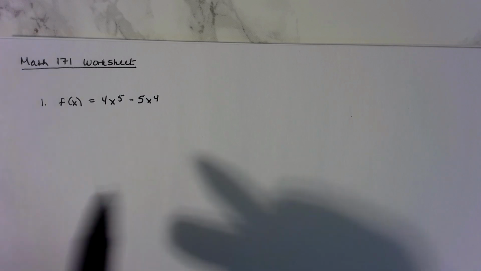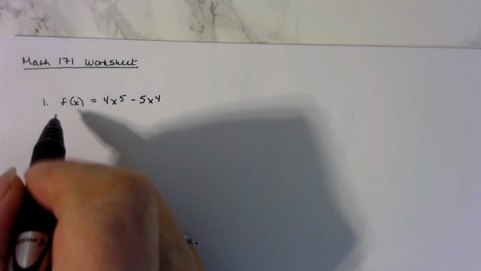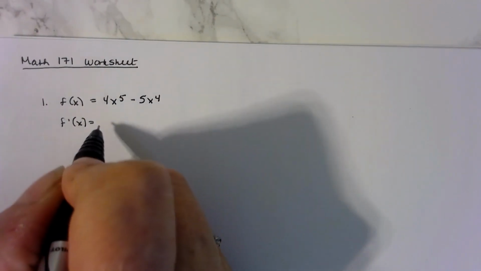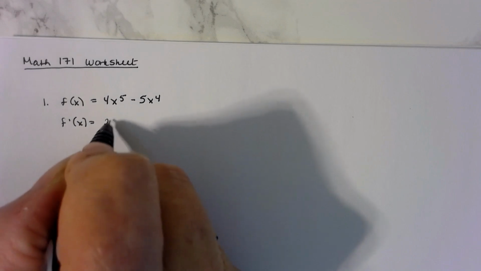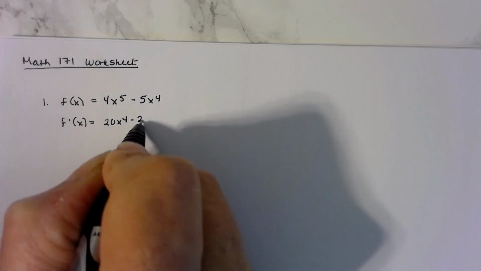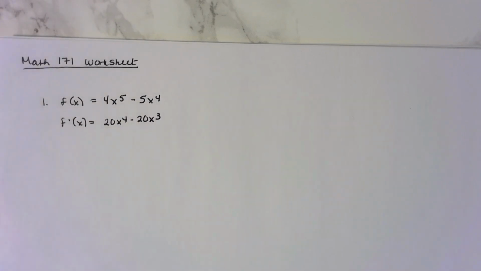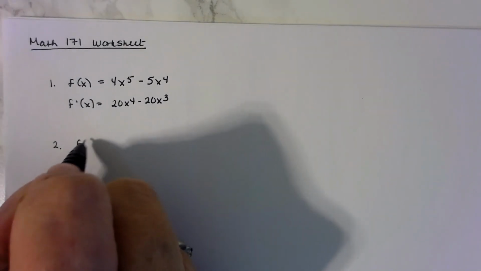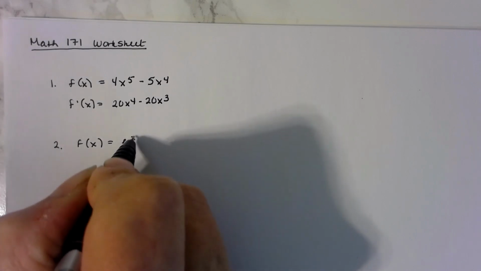Alright, so, power rule, right? There's no chain, there's nothing special. So the derivative here is just, power rule says we bring that down and multiply it to any coefficient, so it'd be 20x to the 4th minus 20x cubed. Done. Okay, number 2, f of x equals e to the x sine x.